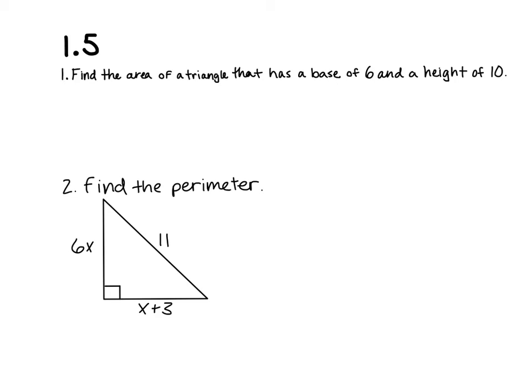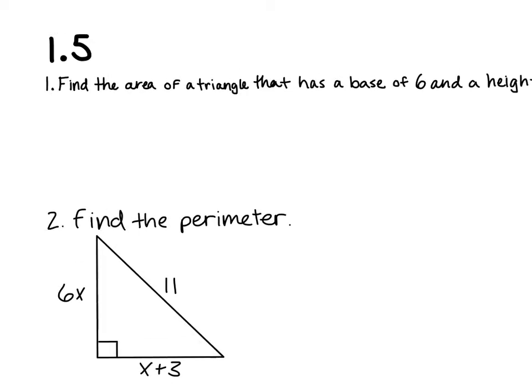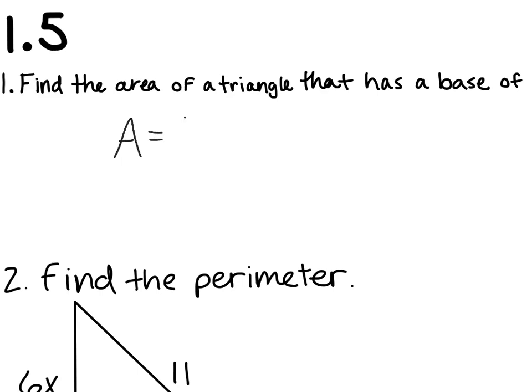So let's look at number 1. Find the area of a triangle that has a base of 6 and a height of 10. So what's the formula for area of a triangle? So the area is equal to 1/2 base times height.